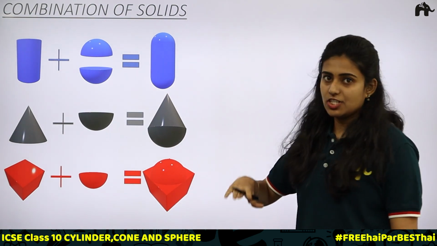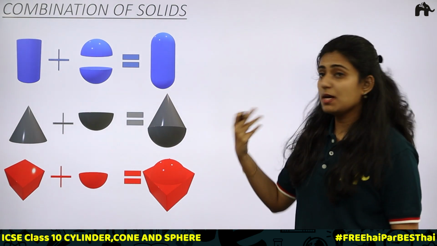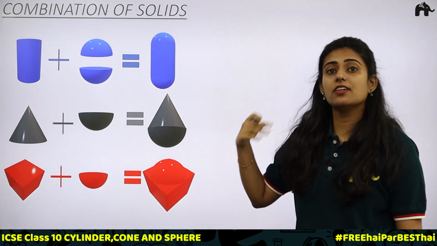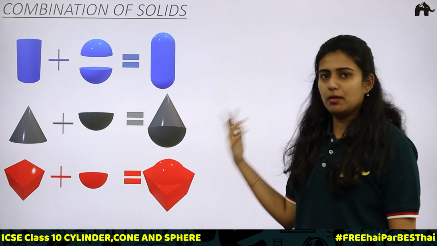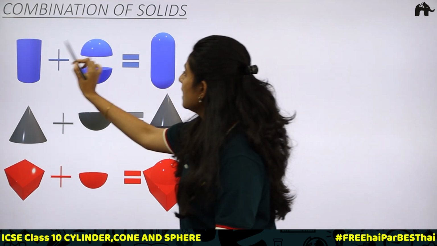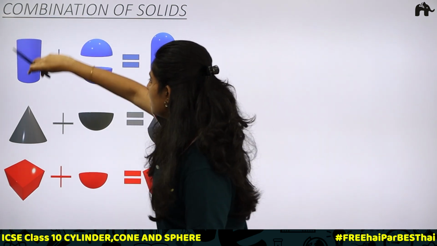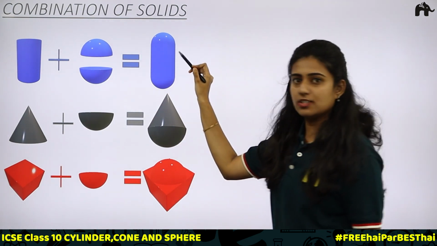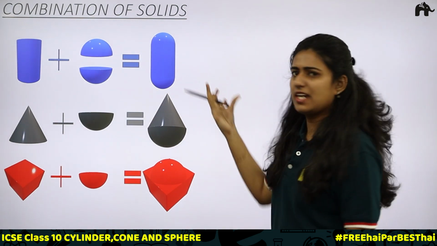We have studied the conversion of solids, how we can compare the volumes when a cylinder is converted into a sphere, or a sphere is converted into a cone, or a cone is converted into a hemisphere. Next is the combination of solids. Here you can see a cylinder plus 2 hemispheres. These hemispherical balls are kept at the top and bottom portion of the cylinder. We will be getting somewhat this shape. This is like the shape of a tablet.